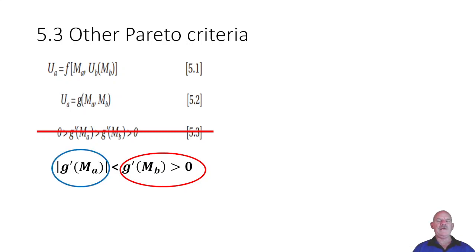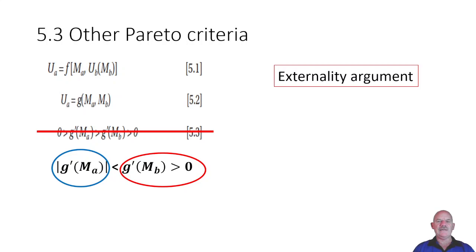Then G prime of MA, now the story here is that I am giving the neighbor things. I'm giving the neighbor some of my goods. So G prime of MA is negative. I'm giving stuff away. If I give stuff away, then my utility decreases directly. But the absolute value of my decrease should just be smaller than the neighbor's gain. Then my utility can still go up if I give my neighbor something. So that's the story here. So the externality argument works exactly like that.